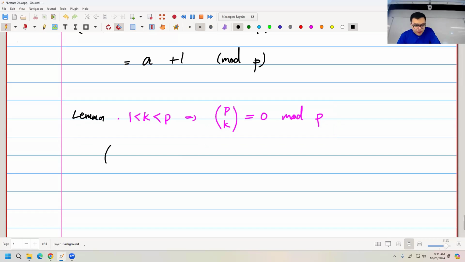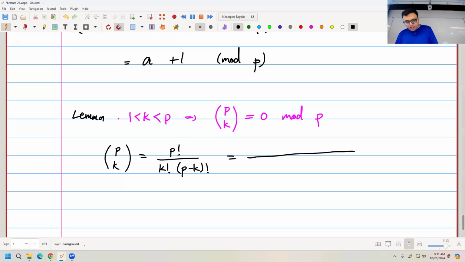What is P choose K? We had a formula for P choose K. It's just P factorial over K factorial times P minus K factorial. Let's simplify this part and this part. So I want to cancel this and this, but I can't cancel it exactly, right? So I will have a bunch of things remaining. I will have P times P minus 1, and so on to P minus K plus 1, if I cancel the P factorial with P minus K factorial. And then I have K factorial down there.